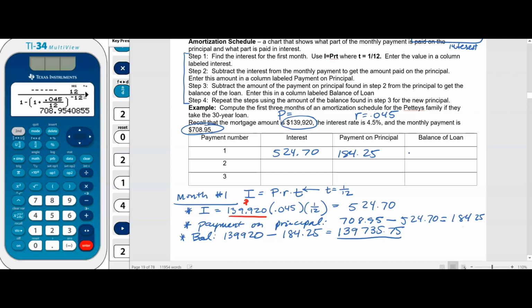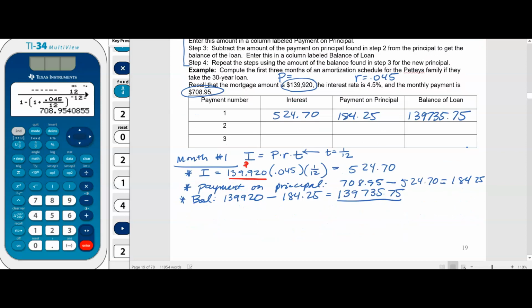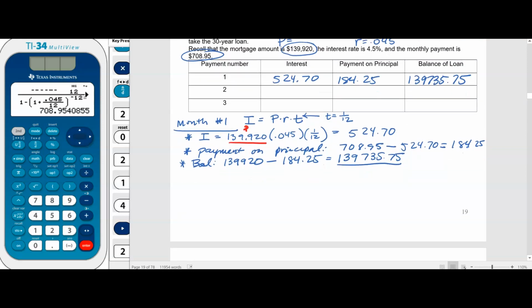So you're going to put this in this last box here, $139,735.75. So you can see you made this big payment, but it really did not take down your balance much at all. So we're gonna go through this process for another 2 months. So in this, you might want to do this next month with me and then try the third one on your own. So we're gonna first find the interest.